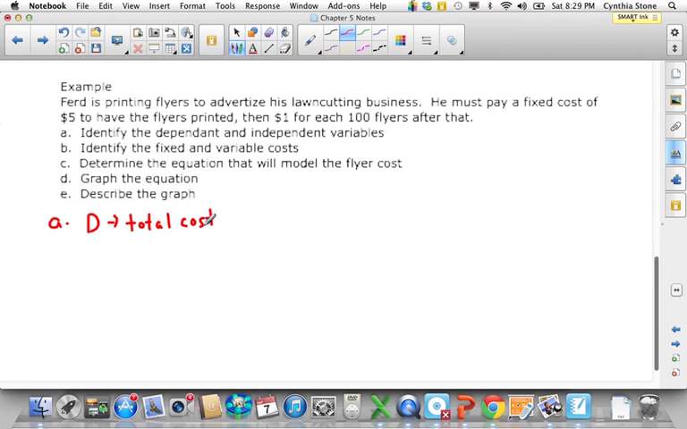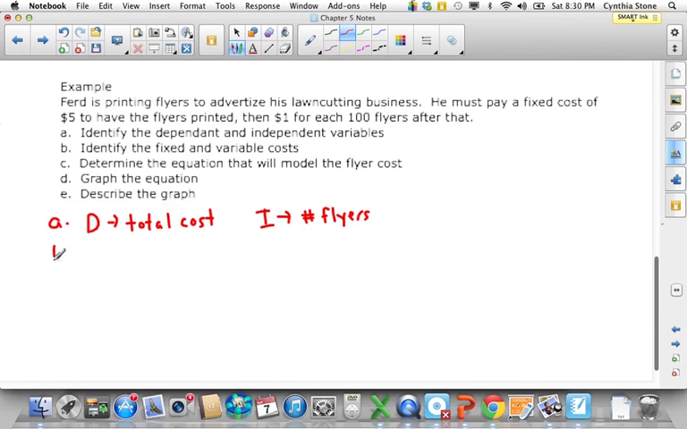So the part that he must pay is going to be dependent, and the number of flyers is going to be independent. Let's think this through, okay? The total cost is completely dependent on how many flyers he buys. So it's dependent, number of flyers is independent.